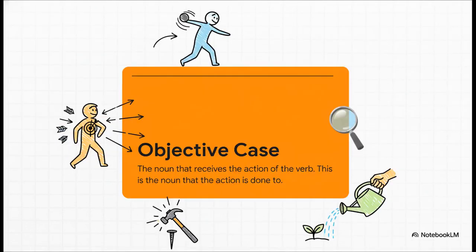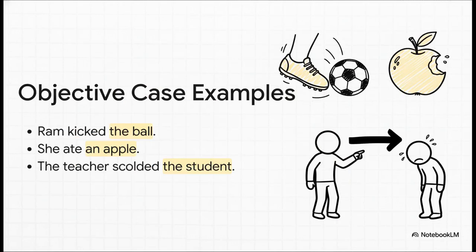Okay, next up we have the objective case. If the nominative is the doer, the objective is, well, the one that gets done to. This is the noun that's on the receiving end of whatever the verb is doing. You can see how this works, right? Ram kicked what? The ball. She ate what? An apple. The teacher scolded whom? The student. The action is happening to them. They're in the objective case.